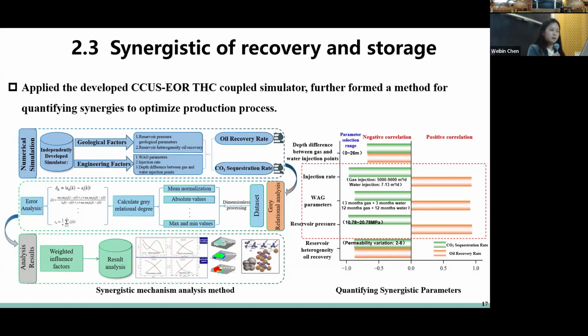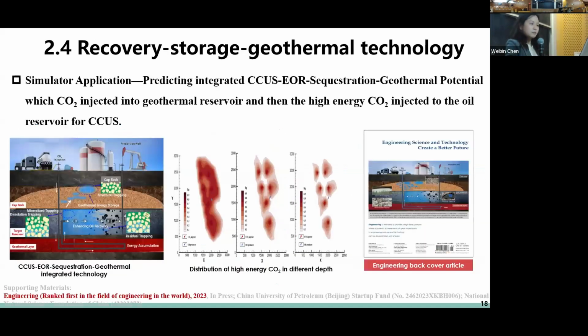For the simulation, we applied our software to better form a method for quantifying synergy to optimize the production process. I also mentioned that our software can be used for the geothermal reservoir, and our group first proposed the integrated CCUS sequestration geothermal potential. That means the CO2 is injected into the geothermal reservoir, and then the high energy CO2 is injected into the oil reservoir to get more recovery of CCUS.